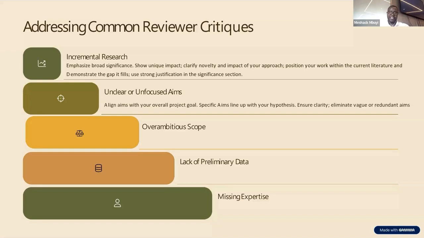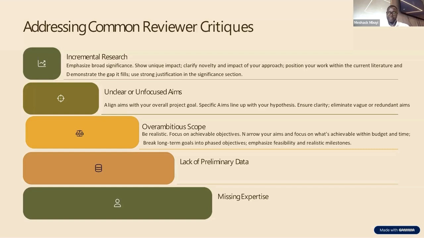If they say your research is unclear or has unfocused aims, you need to go back to the proposal and align your aims with your overall project goal. Ensure that your specific aims also line up with your hypothesis. Ensure that there is clarity in that relationship, and do all it takes to eliminate vagueness or redundant aims. If there are aims that they say are integrated in another aim, then you need to integrate and remove redundant aims.